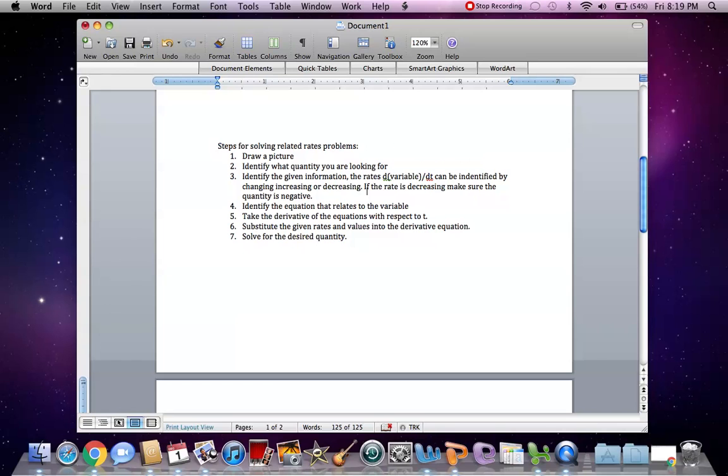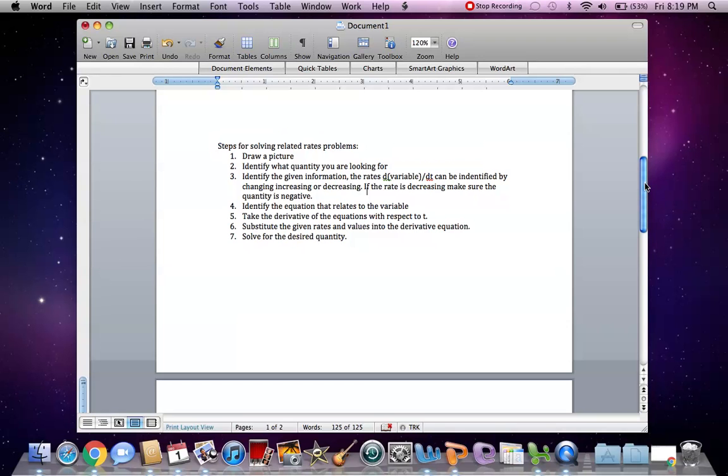Then we substitute any of the rates given to us back into the derivative equation and solve for the desired quantity. This isn't a step listed here, but we also need to finish with a sentence, and please don't put in "changing" because that will really make your professors upset.